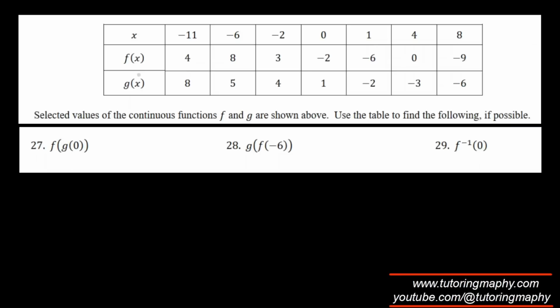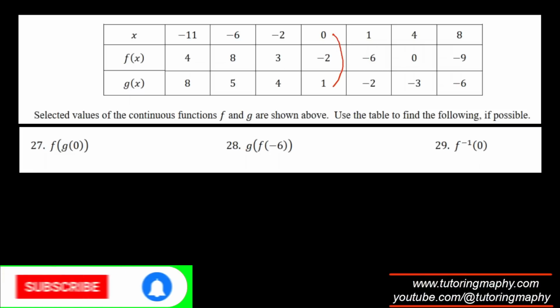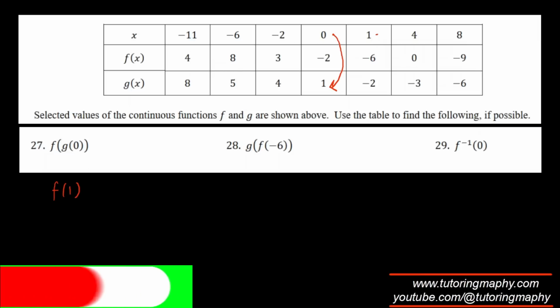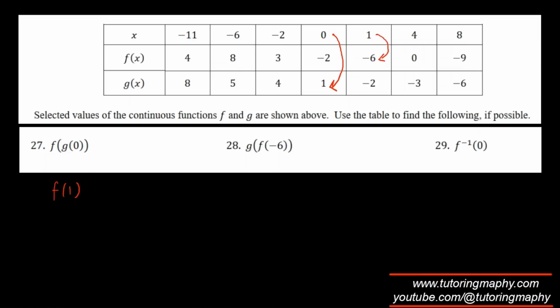g of 0. So g of 0 is f of g of 0. So g of 0 is the value of g when x is 0. When x is 0, g is 1, right? So this will be f of 1. And when x is 1, there you go, f is -6, right? So the answer is -6. Now this could be helpful for your SAT actually.